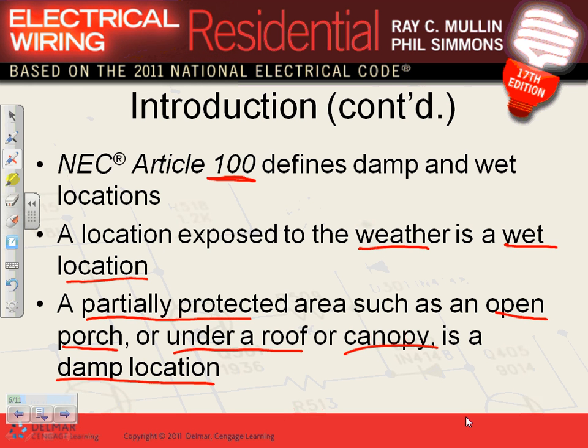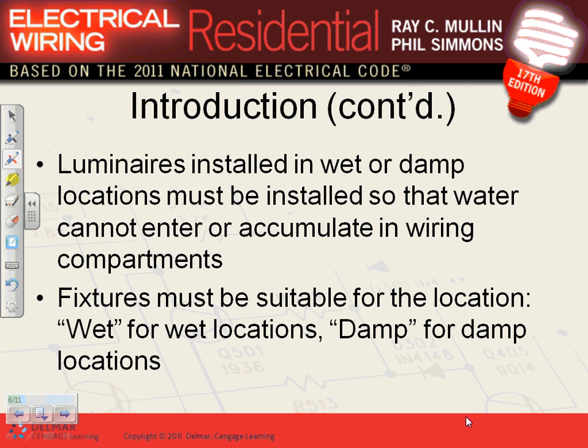So who cares? When you have a fixture in a damp or wet location, you need the fixture to be rated for damp or wet location. That's all. So can I grab that fixture right here and go put it outside or in a porch? No, it has to be rated for damp or wet location. Suitable for wet locations. So fixtures must be suitable for the location, wet for wet location, and damp for damp location. And of course, otherwise, it will be dry location.